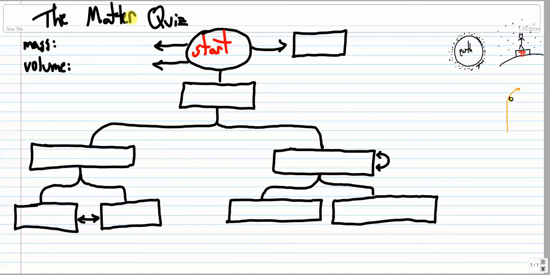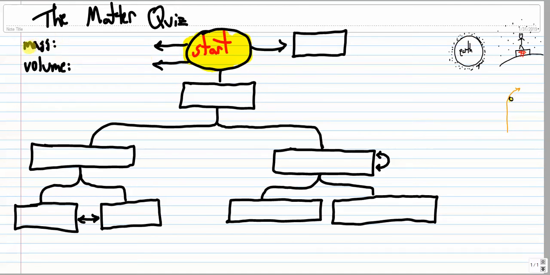All right, you are getting set to take the matter quiz. It's the first quiz in the second semester, so let's get to it. If you want to understand if something is matter or not, we're going to start right here, and we're going to ask two questions. If something that you're thinking about passes two tests, then it is indeed matter.